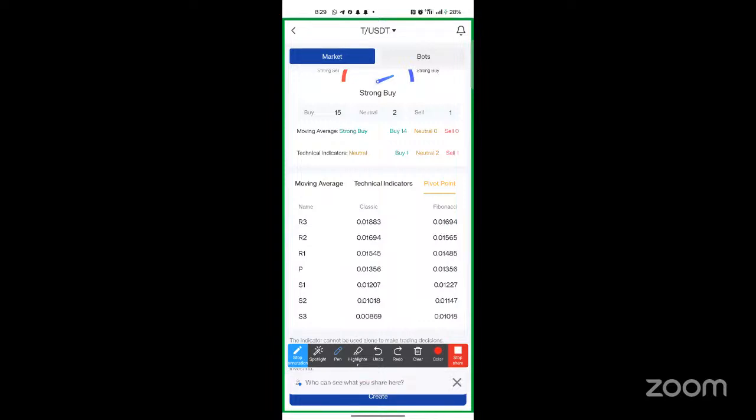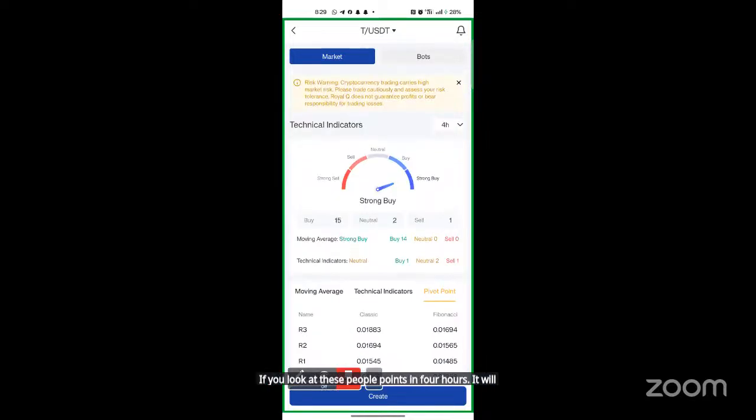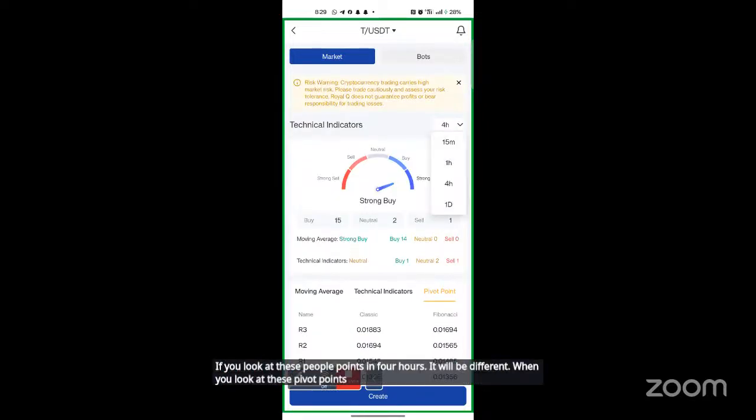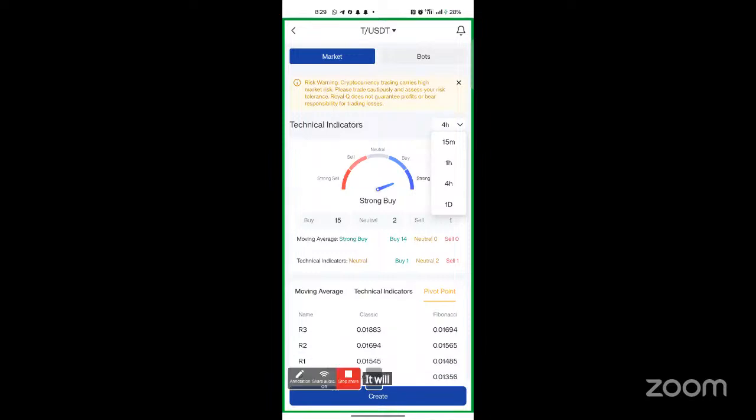Because now, when you look at a bigger time frame, like in one day, now let me explain this. The bigger the time frame, the longer the waiting time. If you look at these pivot points in 4 hours, it will be different. When you look at these pivot points in one day, it will be different. Can we see the difference?